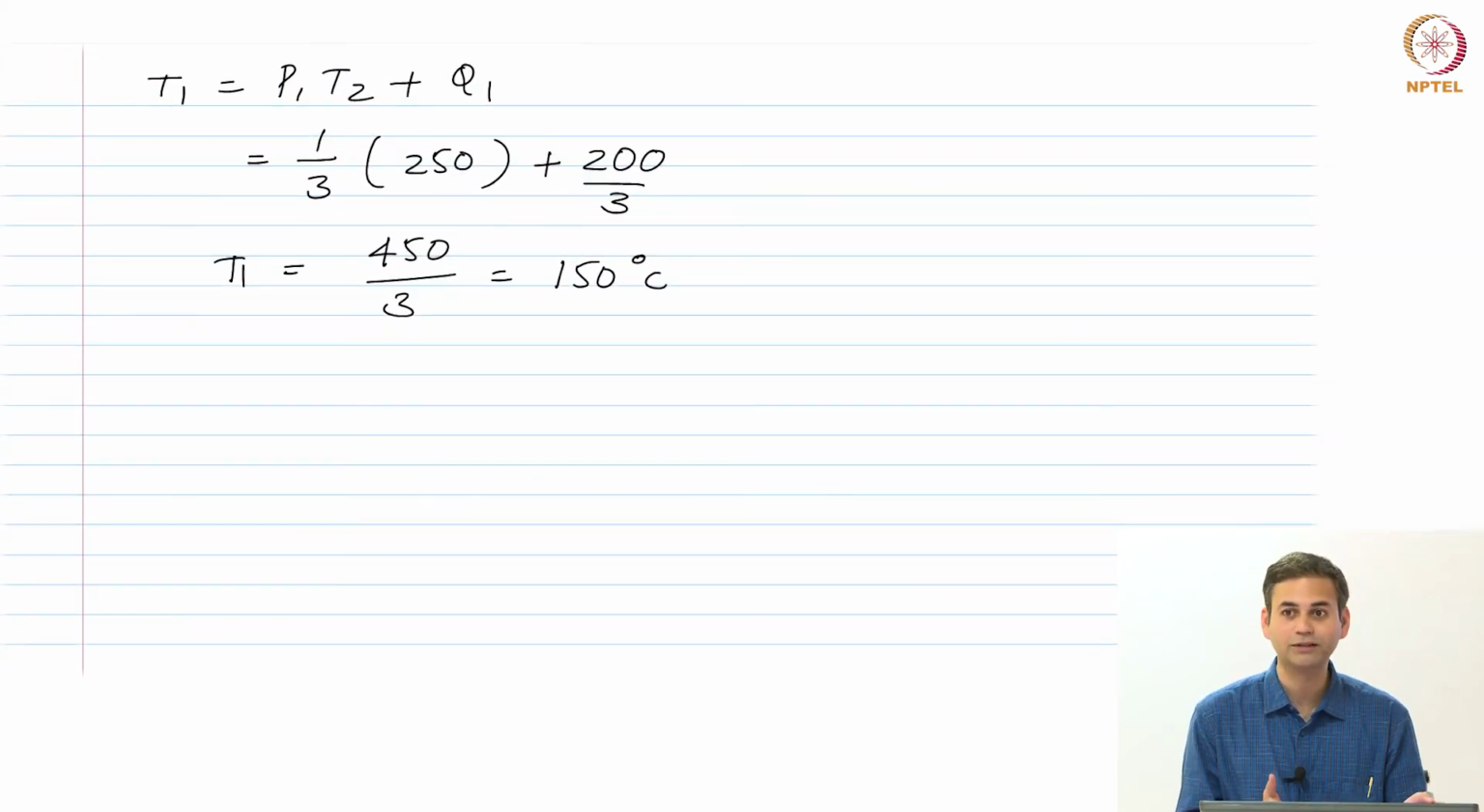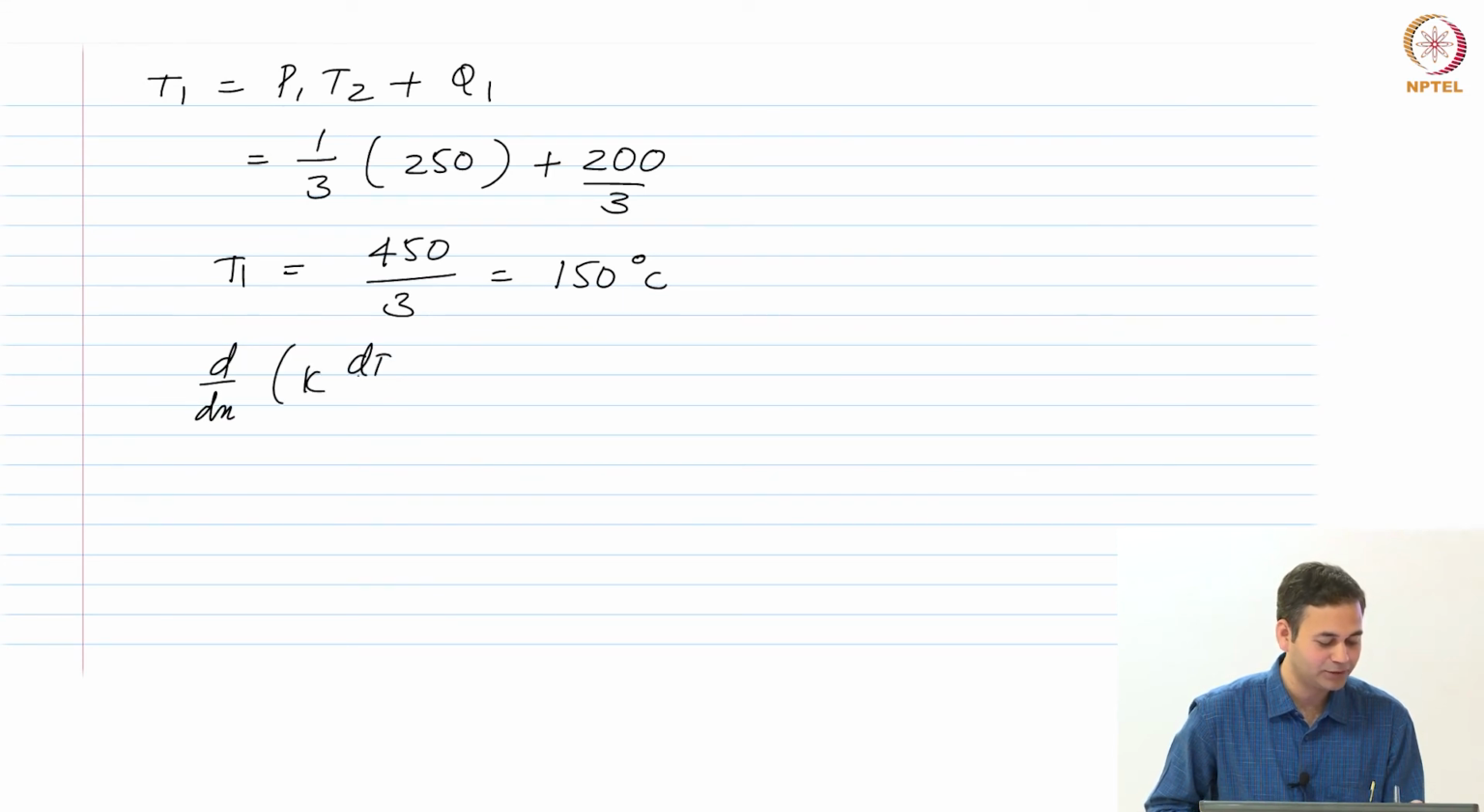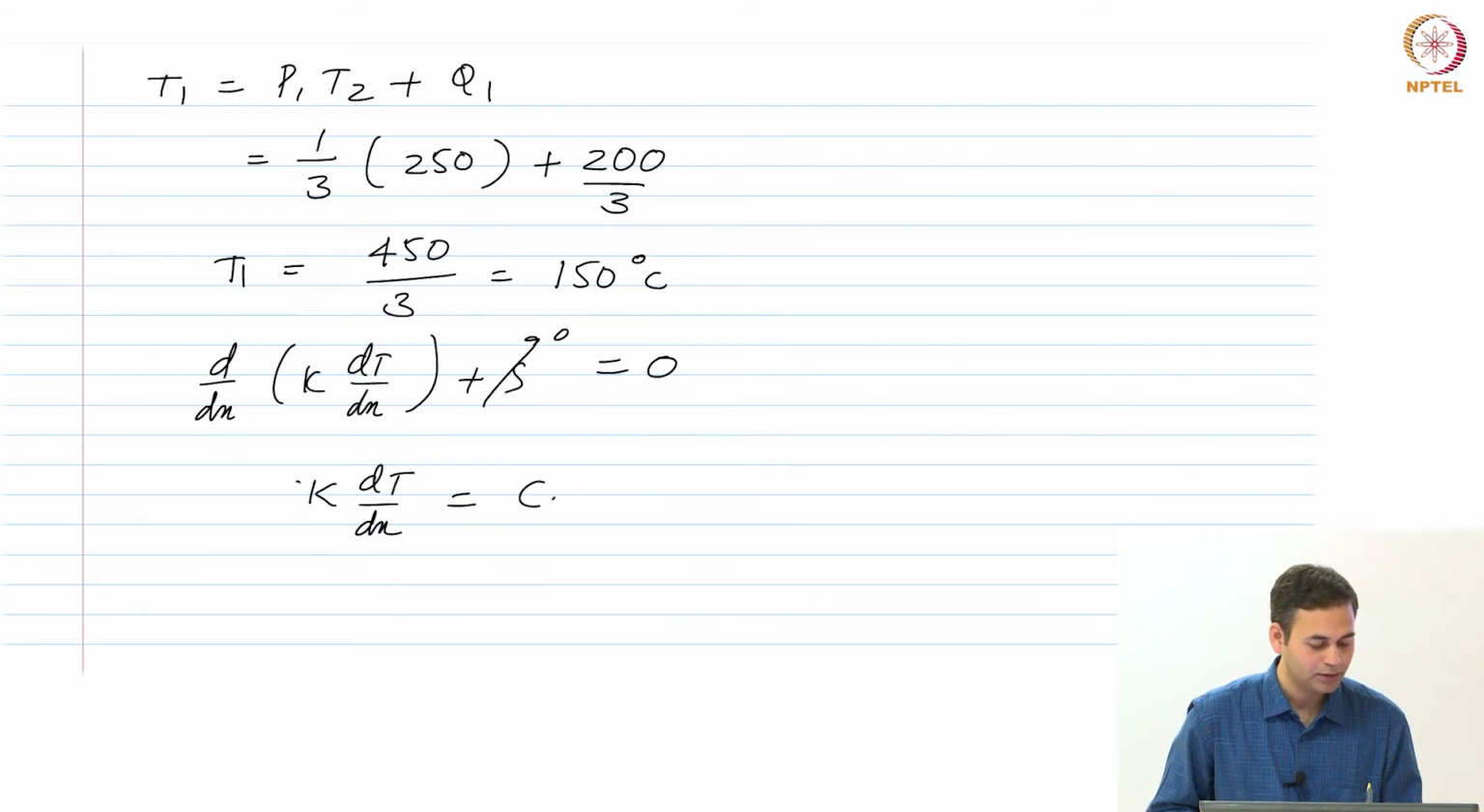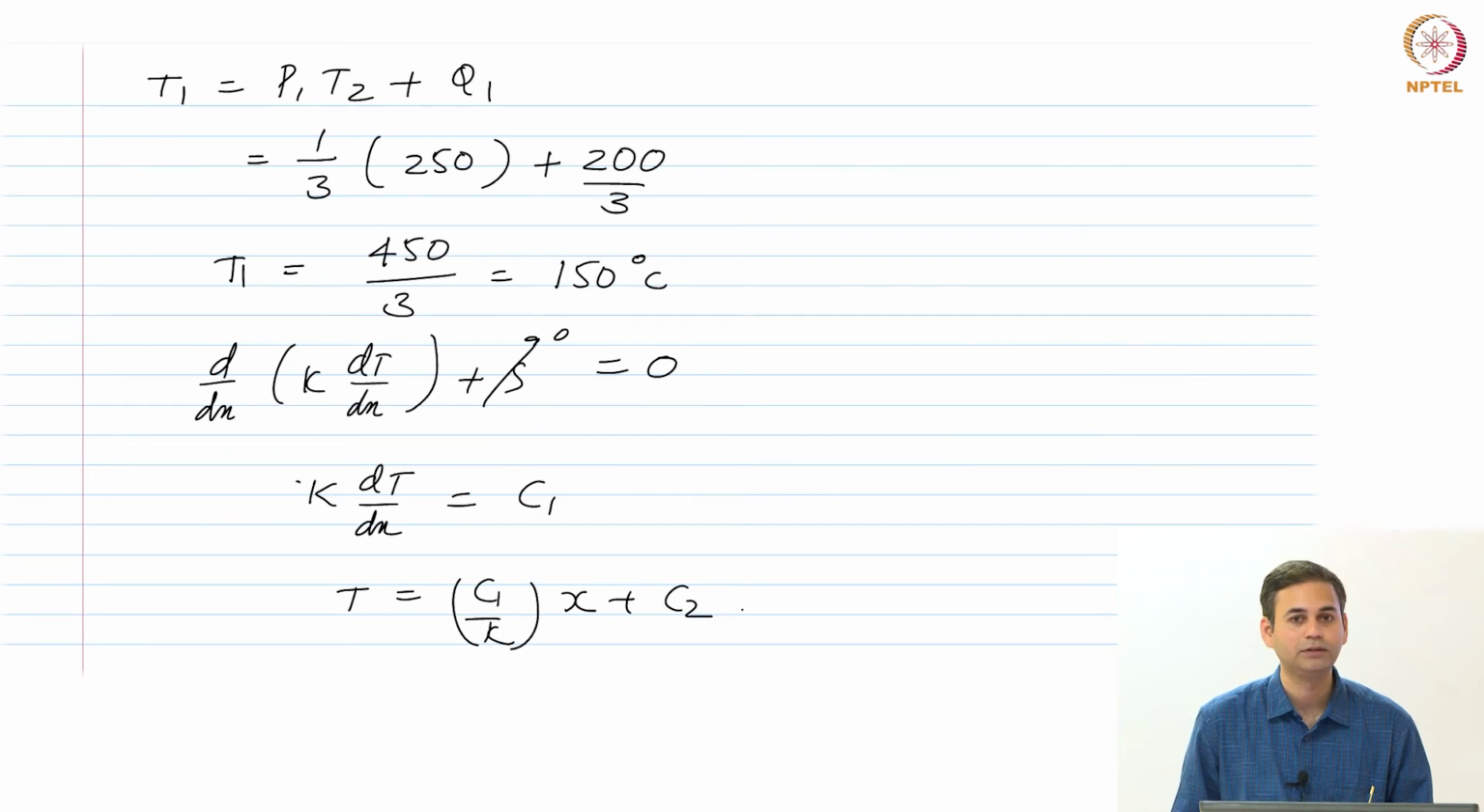We can of course solve it analytically, but if you do it in the exam, unless it is asked, you do not get points, okay. So, we use d by dx of k dT dx plus S equals 0 to verify. Then what would be the solution for this? Integrated 2 times, what will be T? K dT dx equals some constant and T equals C1 by k times x plus C2, right. That is what we get.